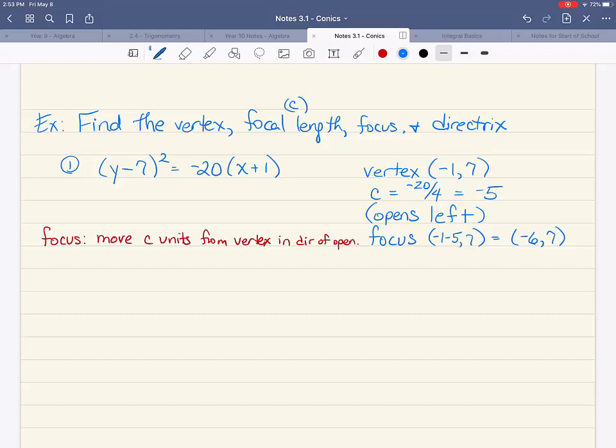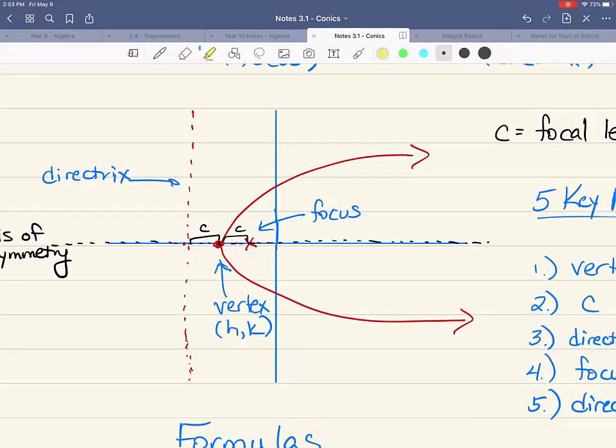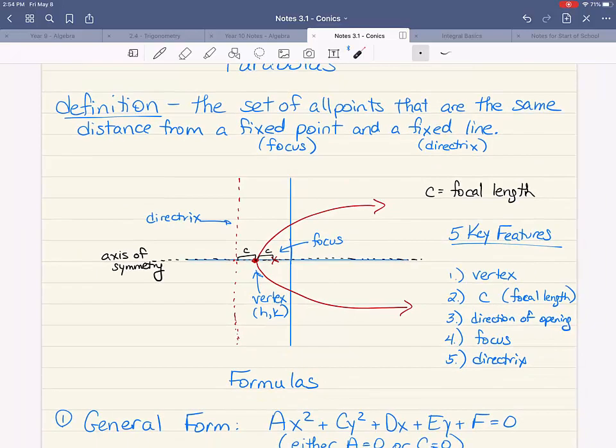Now, you do not have to write this extra step here. I think of it as a way to show you how I got this answer. Let me talk about one more thing. Let's go back to the picture. Look where the focus is in relationship to the curve. The curve opens to the right, and the focus is to the right. So the focus and the direction of opening are always the same. So if it opens right, you will move right to get to your focus. If it opens left, you'll move left, up moves up, and so on. You get the point.